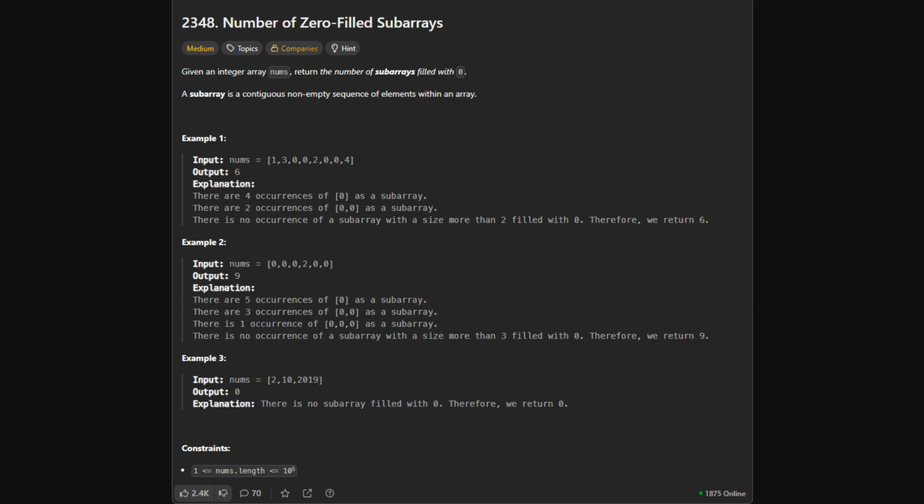Alright, so here's the official problem statement. The goal is pretty clear. We're given an array of integers, and we need to find out how many subarrays, that is, contiguous chunks of the array, are made up entirely of zeros.